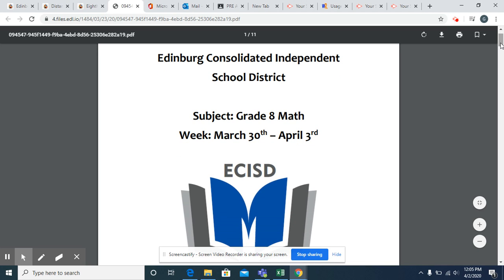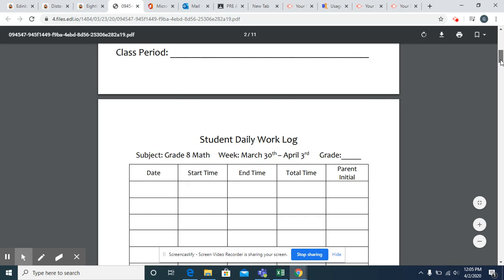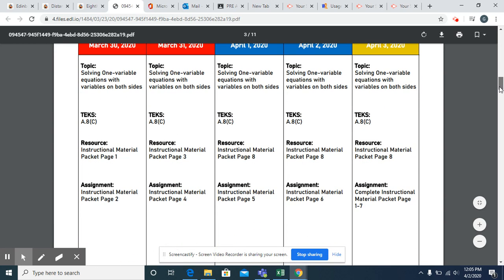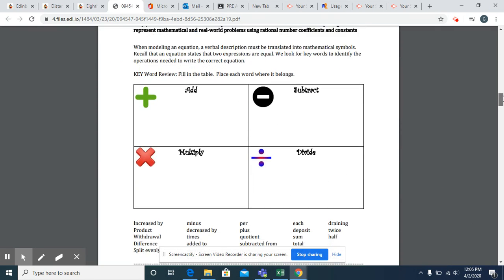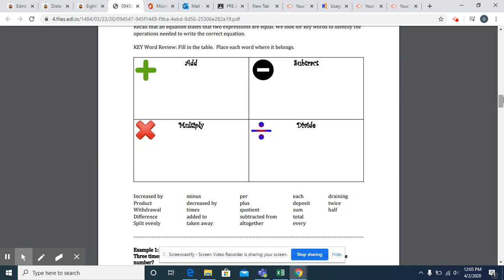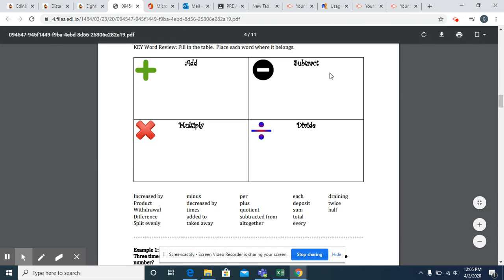Okay, I wanted to make another supplement for this week's eighth grade math packet, and just to remind you, we are going over solving one variable equations with variables on both sides. And in addition to the example that I did give you on the other video, there's this graphic organizer right here that I want to go over with y'all.